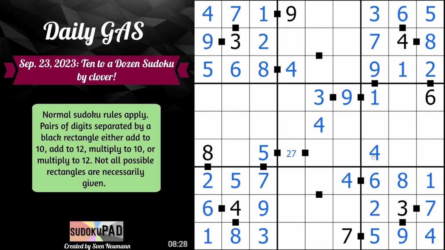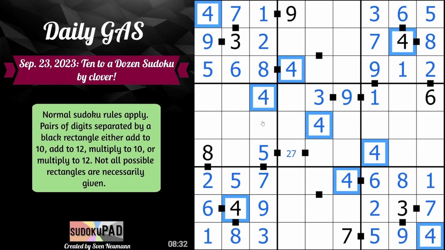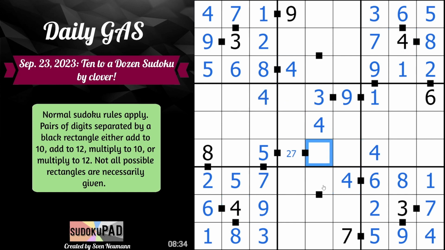Places 4 here, and that places finally 4 here. And we have all our 4s. Hopefully that was good logic. Otherwise, I'm going to be a little distraught here. 1, 2. So we need to place 2, and we need to place, what am I missing? 6. 2, 6. So this is a 2, 6 pair.